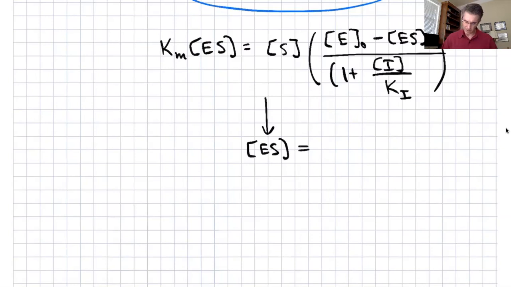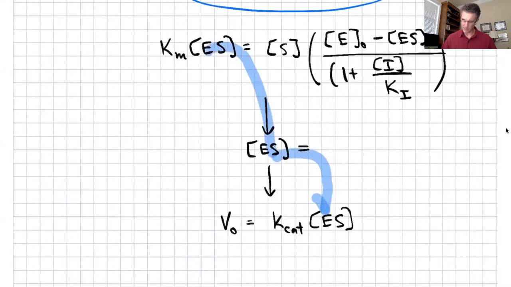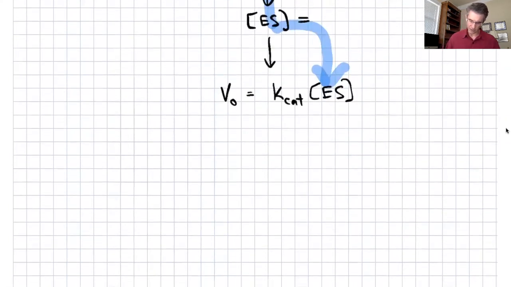And then substitute that resulting expression into the thing we wanted to begin with, which is that, remember, the initial rate is just equal to Kcat times the concentration of ES. So if you solve this expression here for ES and then substitute that in here, what you'll find is that your expression for the initial rate is simply equal to something that looks really familiar.